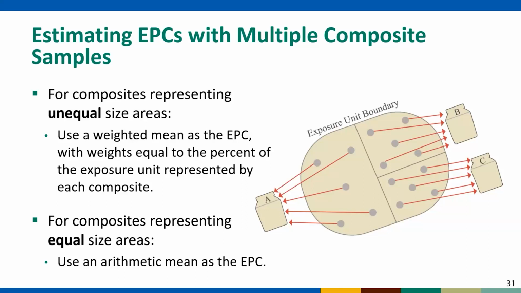This would be done by taking the result for area A, multiplying it by 0.5, then adding the result for area B multiplied by 0.3, and then finally adding it to the result for area C multiplied by 0.2. For composites representing equal size areas, the arithmetic mean of the composite sample results would be used as the EPC, which is a much simpler calculation.